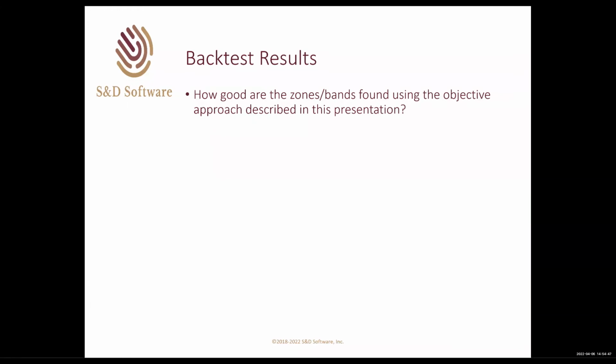Okay, one question that always comes up is how good are the zones or bands found using the objective approach described? Well, the only way to really tell is to backtest. Now, one of the problems with backtesting, if you use the traditional approach, is that you can't see the performance of the bands directly.